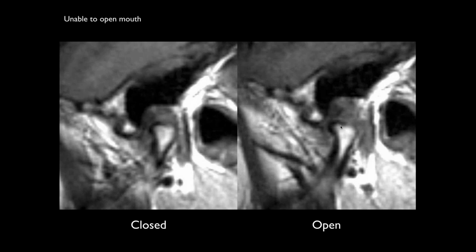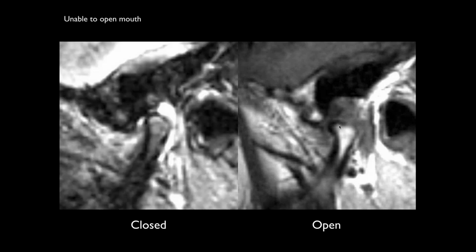Which looks okay. One thing you always have to evaluate whenever you do these is whether there is adequate opening of the mouth. You should get anterior translation of the condylar head over the articular eminence here, and there's not adequate translation here. So that's either due to poor effort on the part of the patient or something else. In this patient, the patient couldn't open their mouth. So what's going on here?